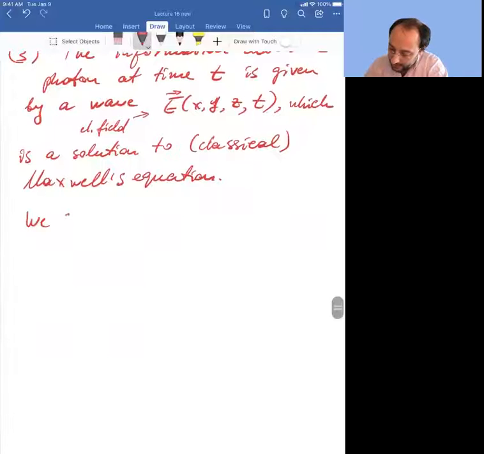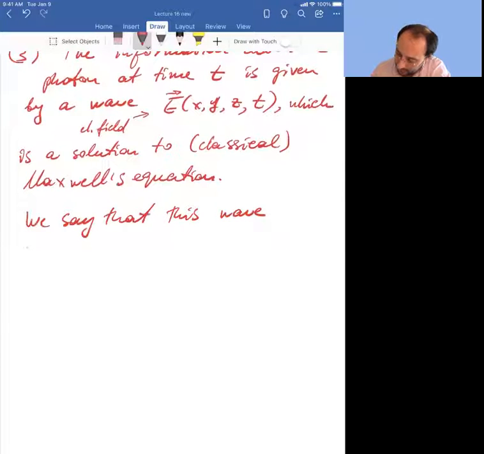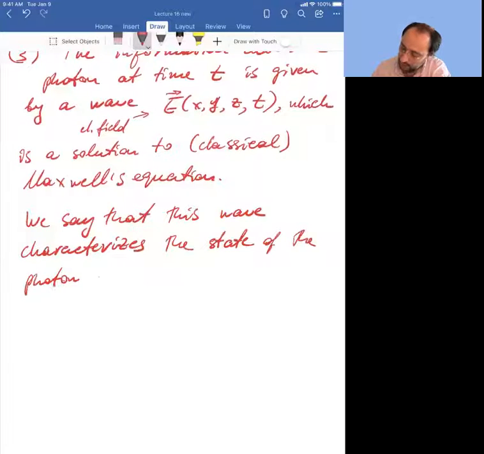So we say that this wave characterizes the state of the photon at time t. I will explain what that means. What I mean by the word state, it sounds too abstract to many of you.